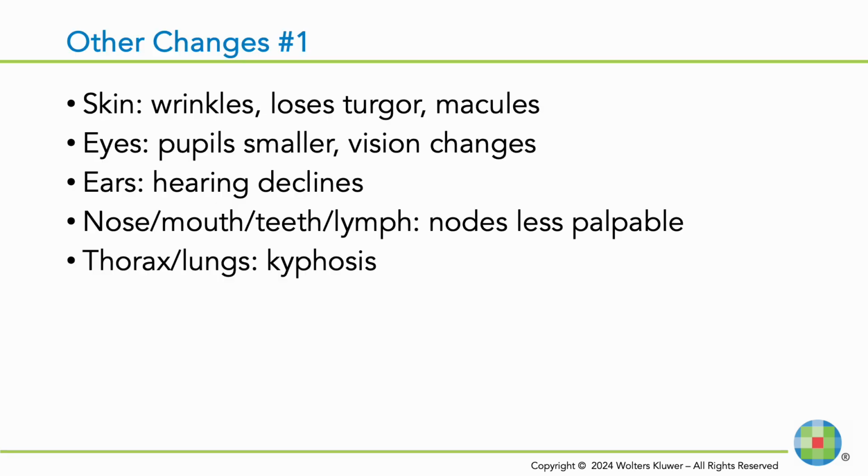What other changes do you anticipate seeing in the older adult? Skin changes. Unfortunately, our skin loses elasticity. We develop wrinkles. There's a loss of turgor. Maculas begin to develop. Eyes, the pupils become smaller. There are, of course, visual changes, cataracts. There's a decline in hearing. Our lymph nodes become less palpable. We can become kyphotic with our posture. These are just some of the changes that are unfortunately common in the aging adult.